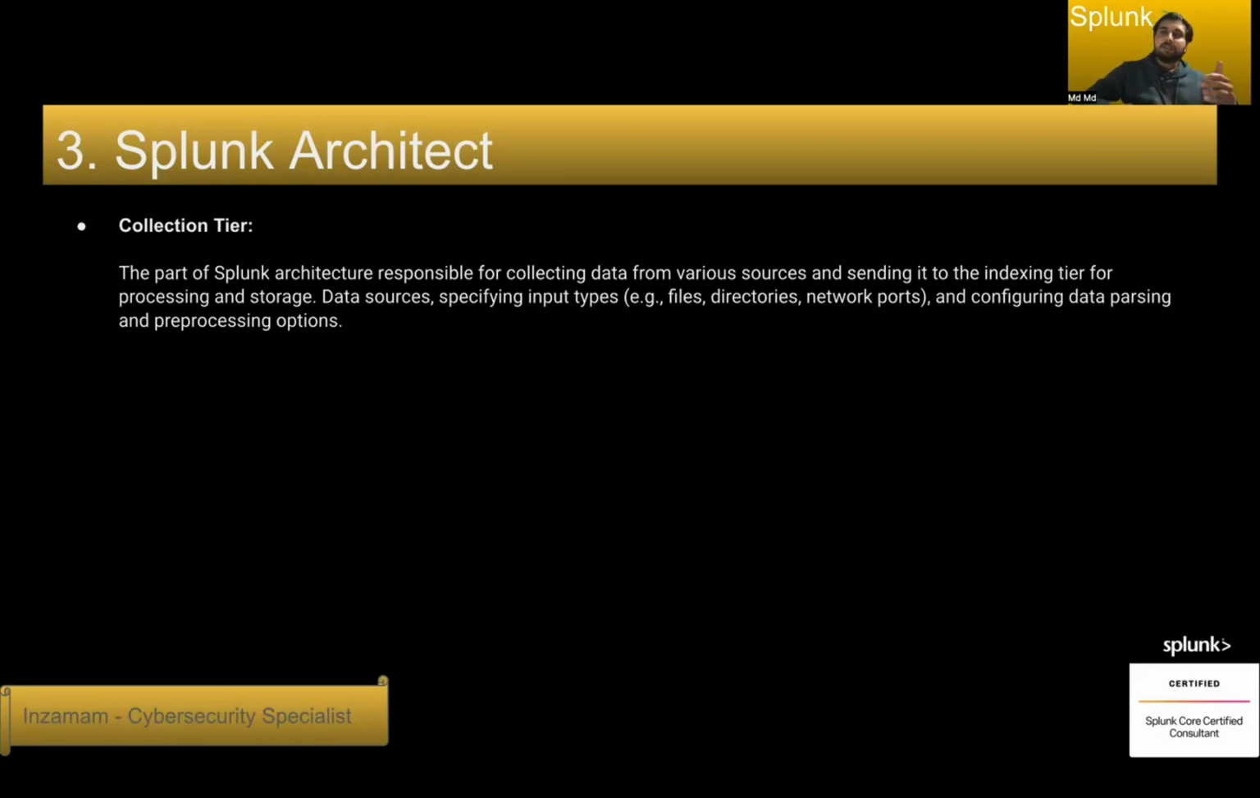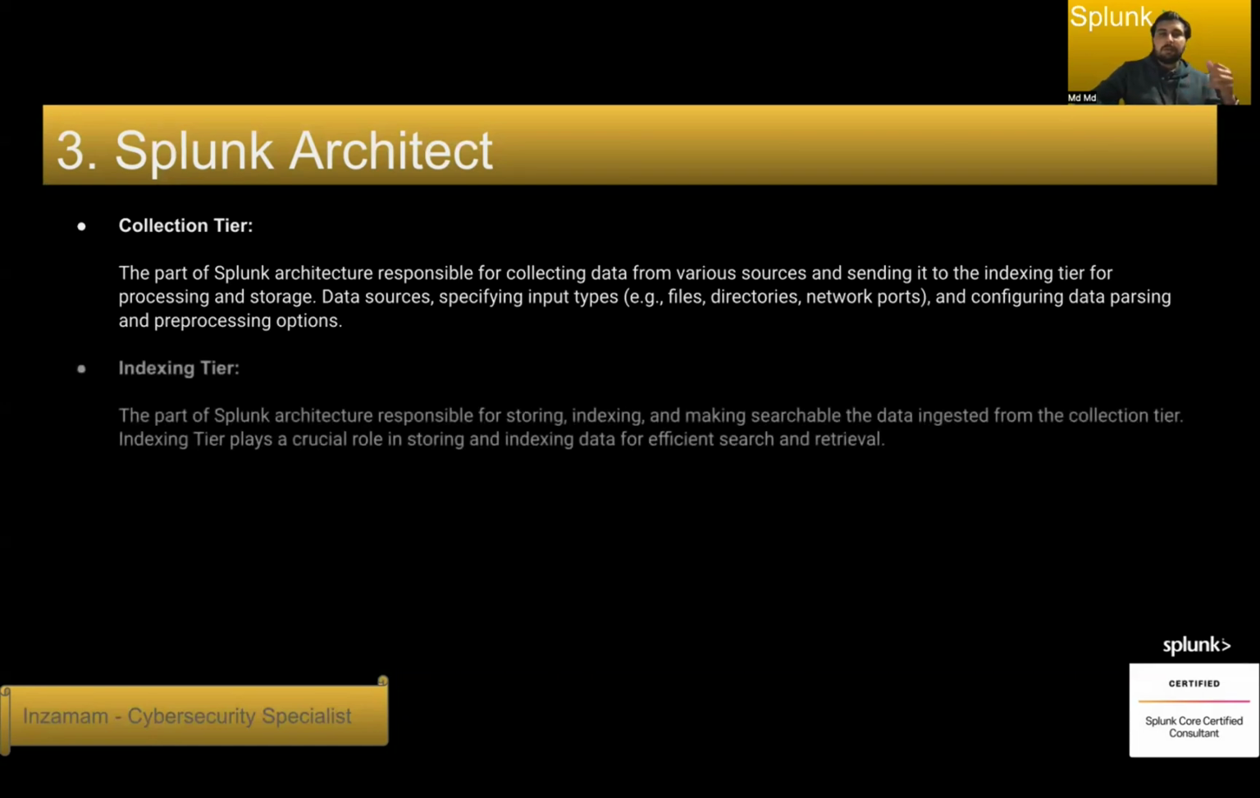So the indexing tier is the next tier that we're going to talk about. The indexing tier is the place where we store the data and index the data, and we get the data from the collection tier. We cook the data, and we break the data into small events, or however we want to store that on our database server.